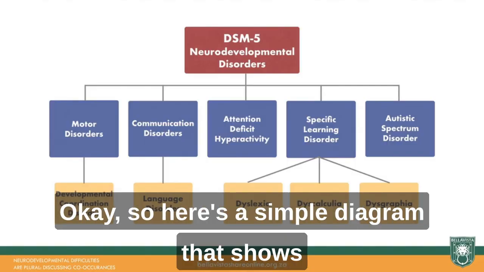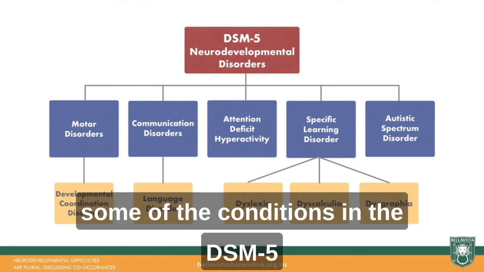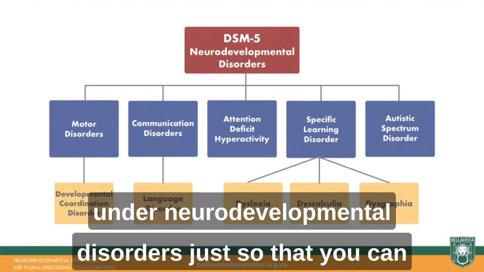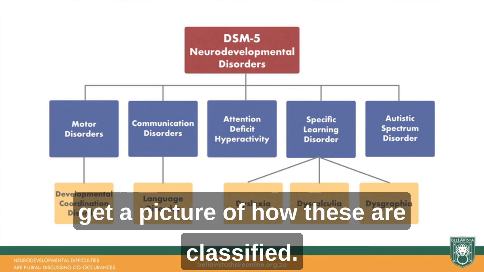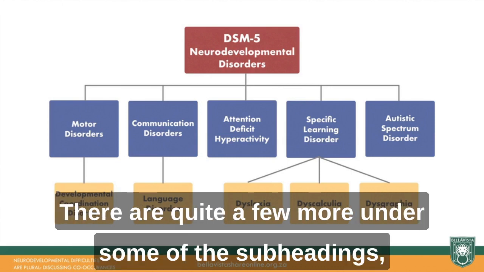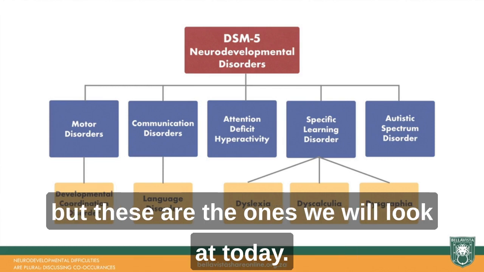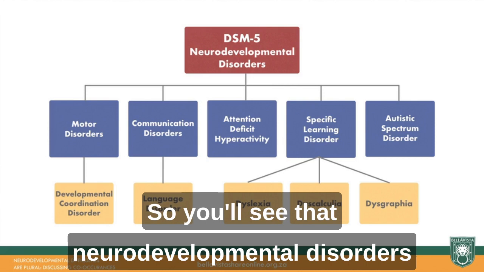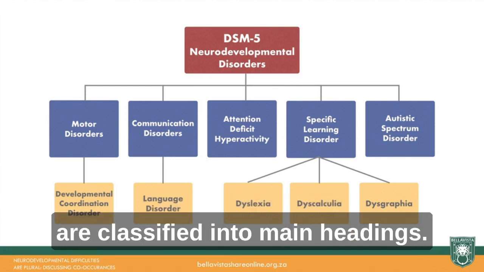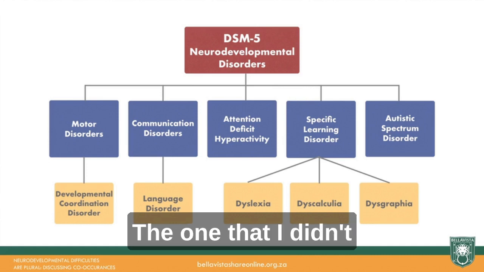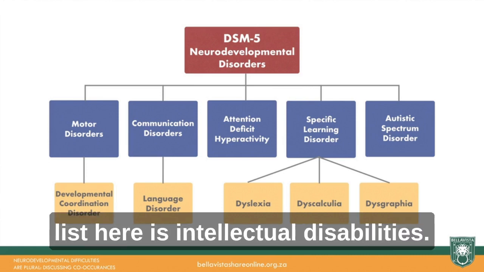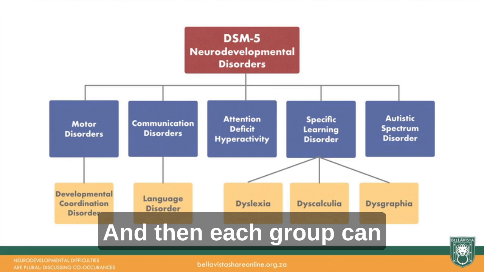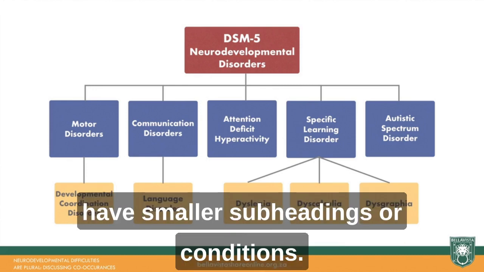Okay, so here's a simple diagram that shows some of the conditions in the DSM-5 under neurodevelopmental disorders, just so that you can get a picture of how these are classified. There are quite a few more under some of the subheadings, but these are the ones we will look at today. So you'll see that neurodevelopmental disorders are classified into main headings. There actually are 6. The one that I didn't list here is intellectual disabilities. And then each group can have smaller subheadings or conditions.